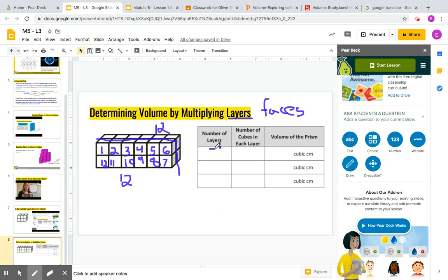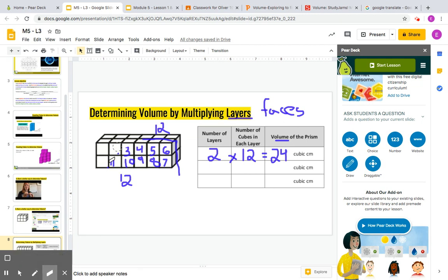So I had 2 layers. I looked at the front and it had 1 layer behind it. Each layer had 12 cubes in it. So when I multiply that together, I'm going to get a total of 24 cubic centimeters as my volume.